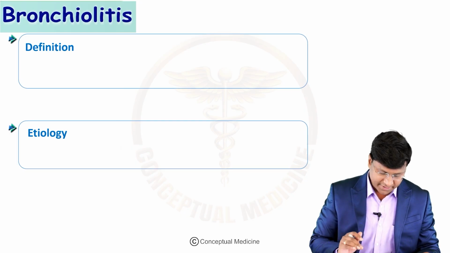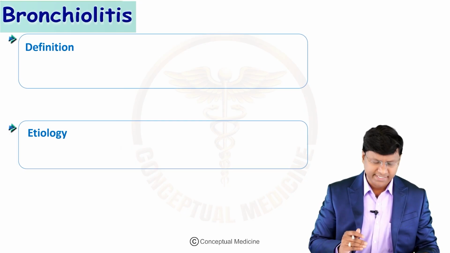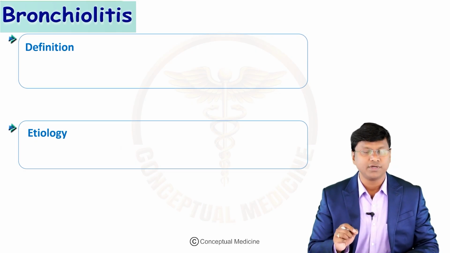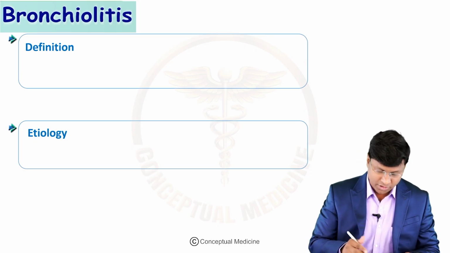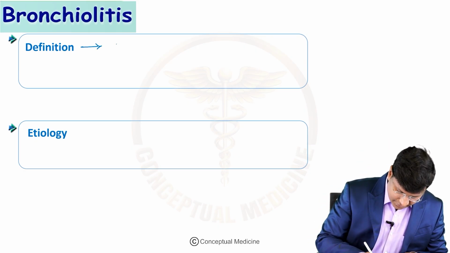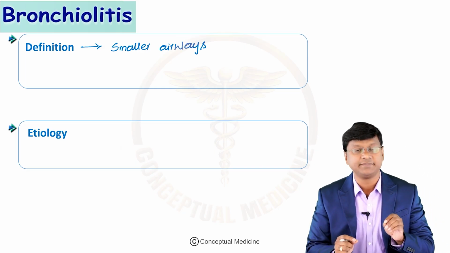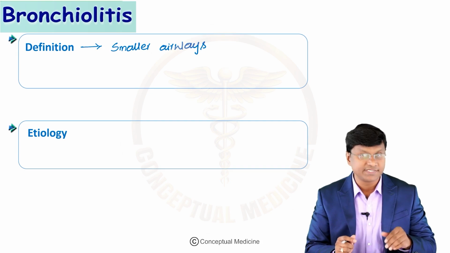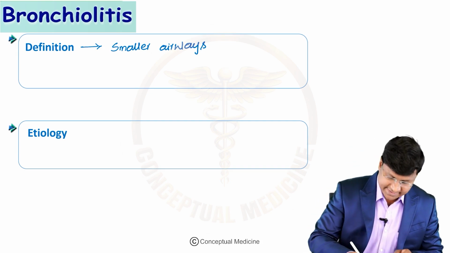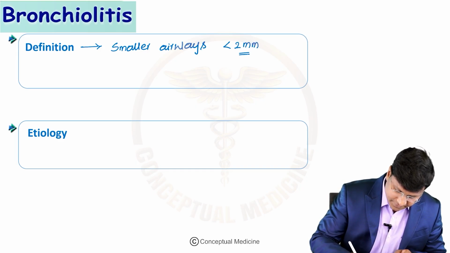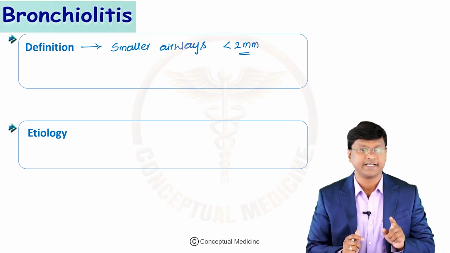First of all, let me tell you what exactly is the definition of bronchiolitis and what are the common disorders associated with its development. Bronchiolitis is a disorder of the smaller airways. What should be the diameter of these smaller airways in bronchiolitis? It is less than 2 millimeters in diameter.